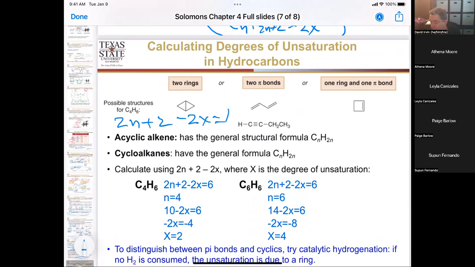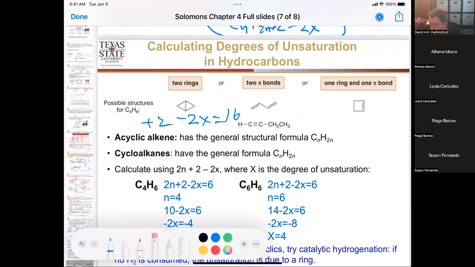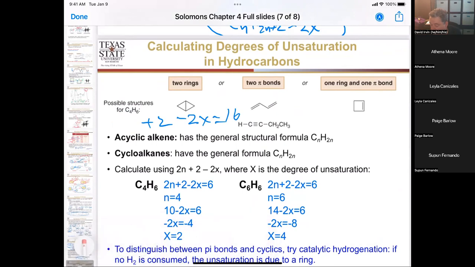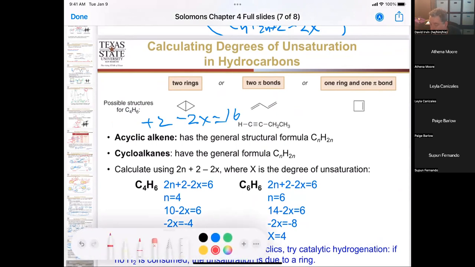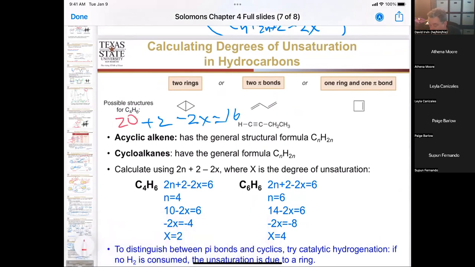In this case, it was 16. And our N is 10 because that's how many carbons we have. So we're going to put a 10 there, so that makes this thing 20. So I'm going to redraw this as 20 plus 2 minus 2x is equal to 16.